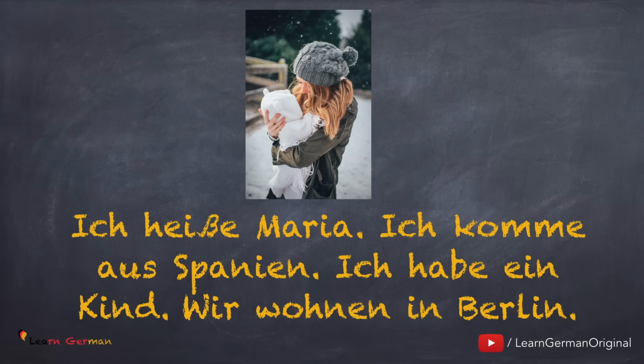Ich heiße Maria. Ich komme aus Spanien. Ich habe ein Kind. Wir wohnen in Berlin. Maria is talking about herself, hence using the pronoun ich. As soon as she talks about herself and child, she uses the first person pronoun in plural, wir.